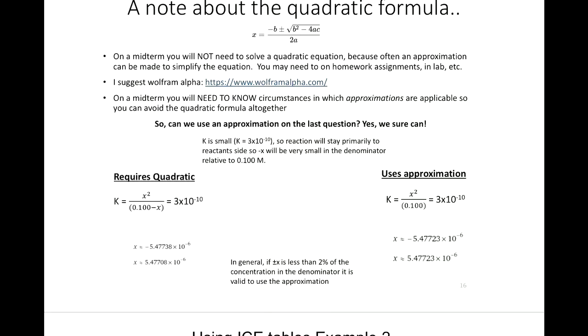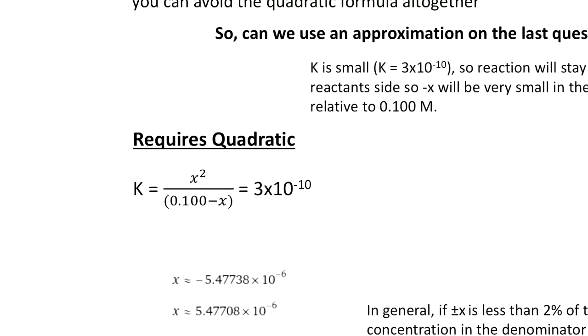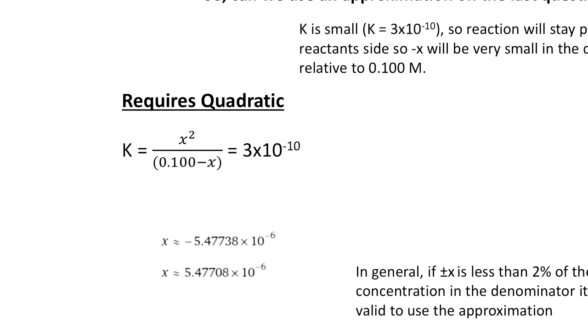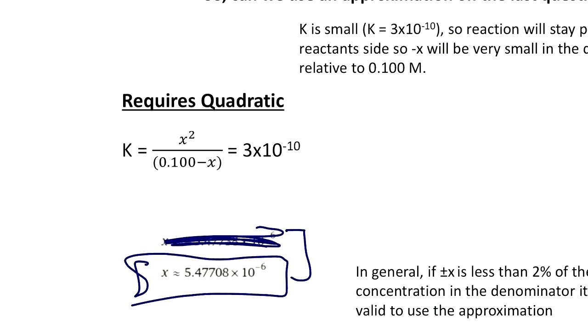So this requires the quadratic right there. That's what we just did. Here are the two answers. If you put this into Wolfram Alpha, there's your answer. So you do the quadratic formula, you always get two answers. Which one is the answer we want to use? The positive one. We don't want to use the negative one. We can't have a negative concentration of something. So this is the number we want to use. That requires the quadratic formula. I don't want to do that.